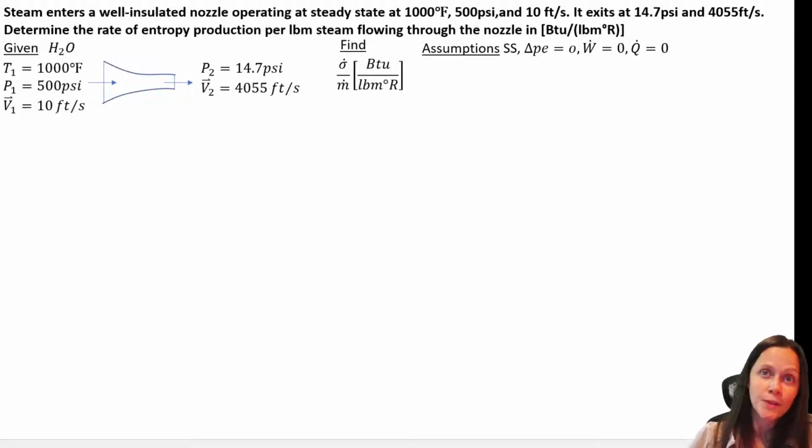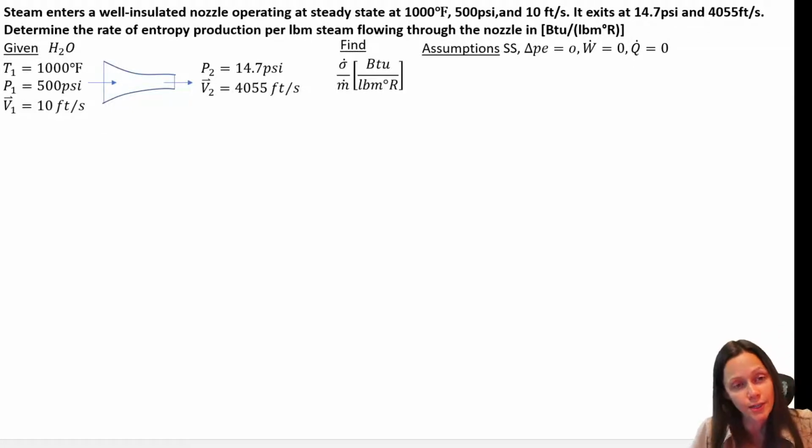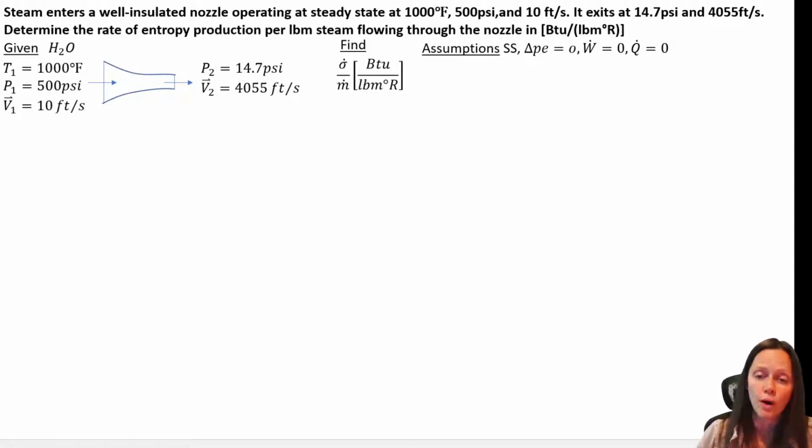Right, so I've got steam entering a well-insulated nozzle. I've got the initial temperature, pressure, and velocity. And then, of course, I'm given the pressure and the velocity at the outlet. I'm supposed to find the rate of entropy produced per pound mass of steam flowing through that nozzle, and we're giving units of BTU per pound mass degree Rankine. I've got some assumptions there, but I'm going to point out where we make those assumptions.